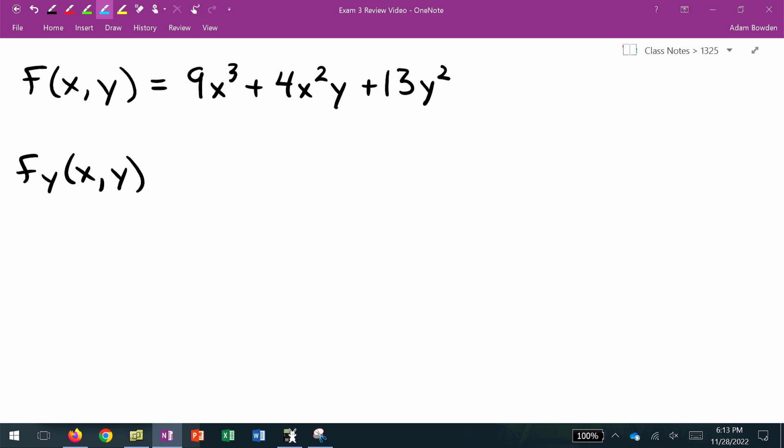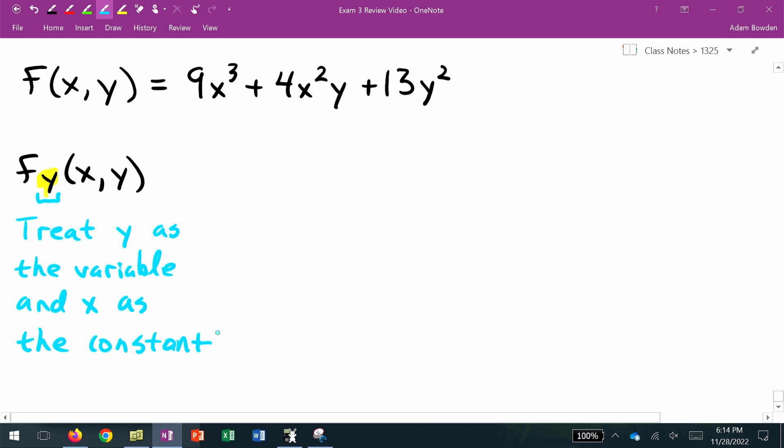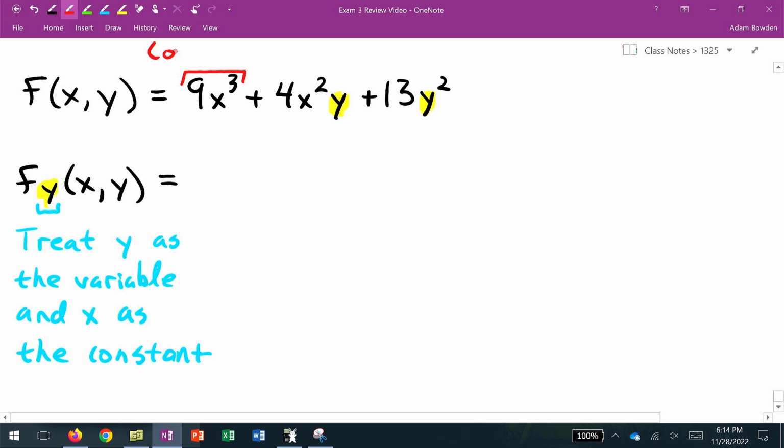Now when we look at the f subscript y, so this would be the partial derivative with respect to y, we're going to treat y as the variable now and x as the constant. And if we do that here, let's look at the terms. Well, look at how the first term has just x in it, no y involved. Now we're going to treat this whole thing as a constant. So in the derivative, we're going to write a 0 here for that whole term.